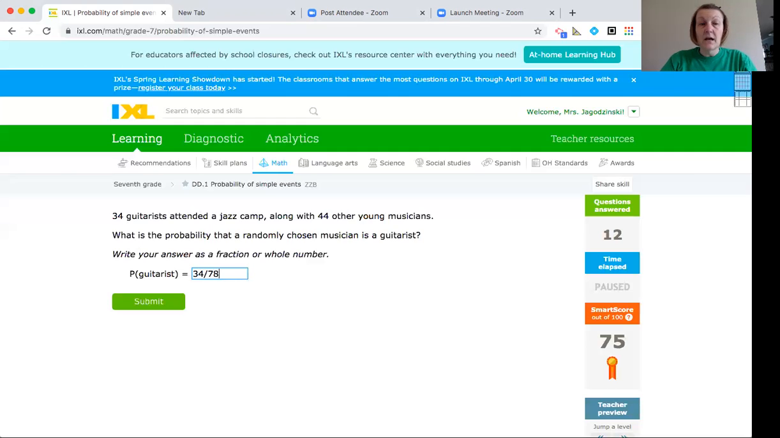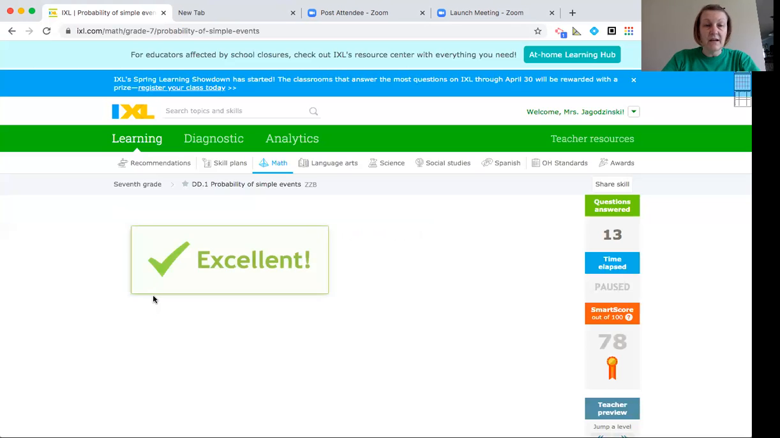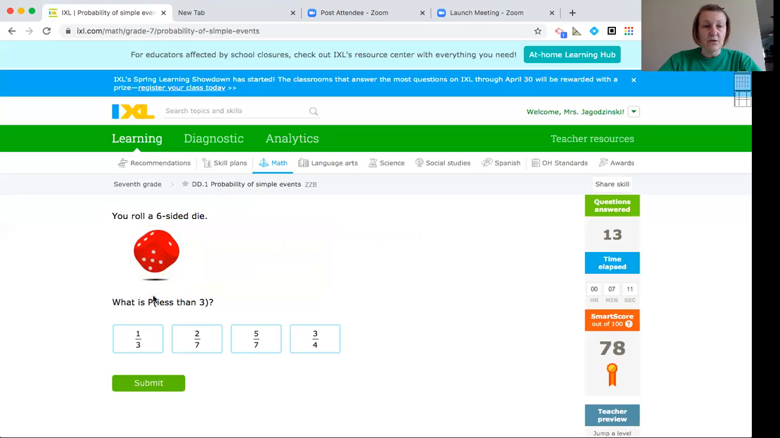And again, IXL will accept your answer if you are in simplest form, but it will also accept your answer if you are not in simplest form. So I'm going to go ahead and submit that, and I have that answer correct. We have a six-sided die here with a probability of less than 3. So if we think about it, the numbers that are less than 3 are 2 and 1, and so that'd be 2 out of 6, which simplifies to lowest terms of 1/3.